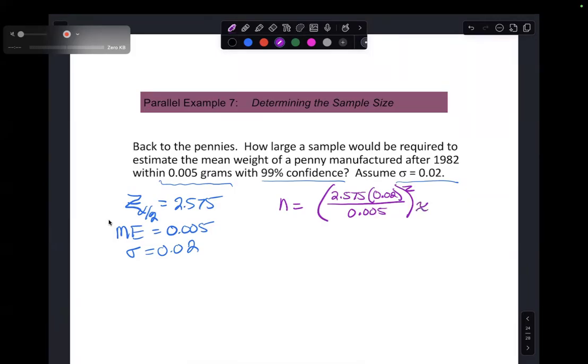That's a T, right? T with the sub alpha divided by 2? It's a Z. We cannot use a t-score because we don't know the sample size. Okay, gotcha. Yes. If somebody checks my math, tell me if I'm wrong. I'm the typo queen here.